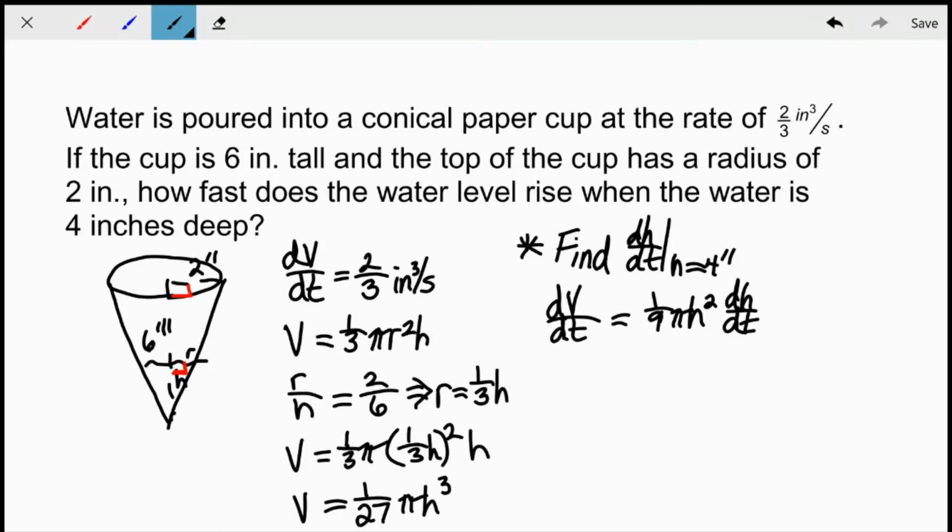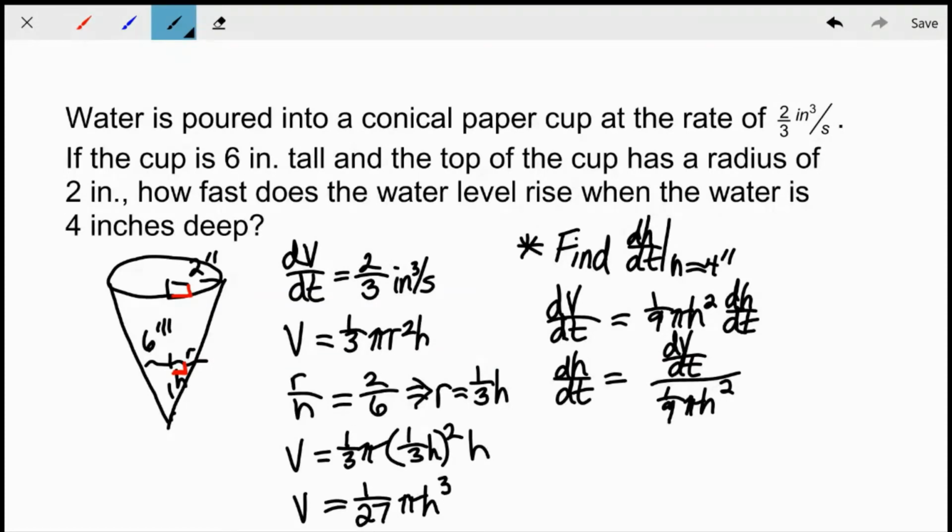And now I've got the relationship between dV/dt and dH/dt. dH/dt is what I want. So that's the same as dV/dt over 1/9 pi h squared. Okay, so the last piece of this then is just substituting in the information that we know.